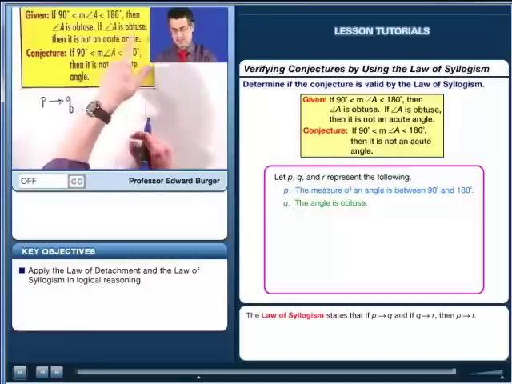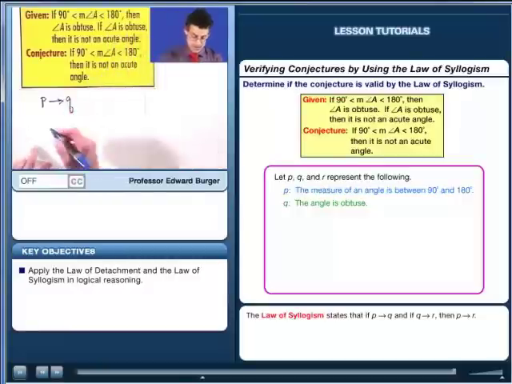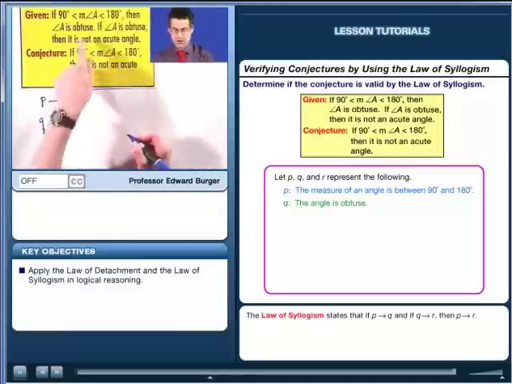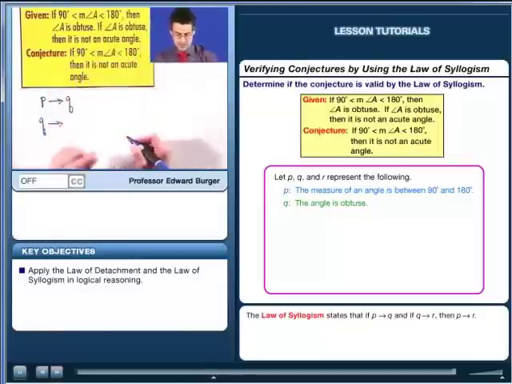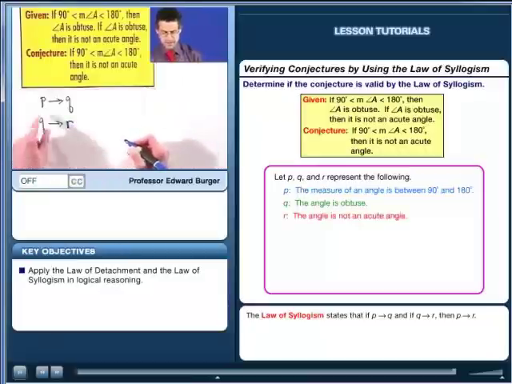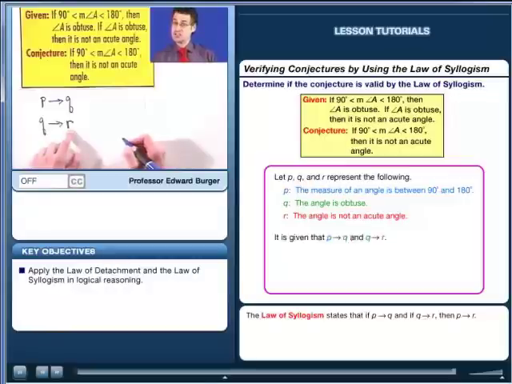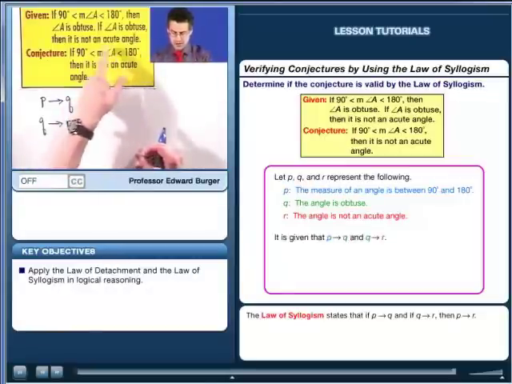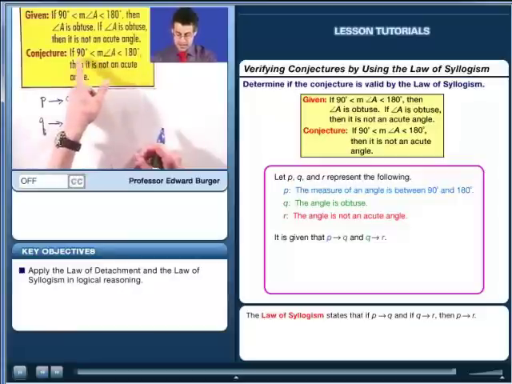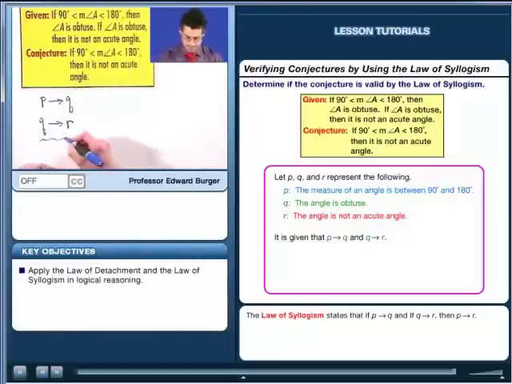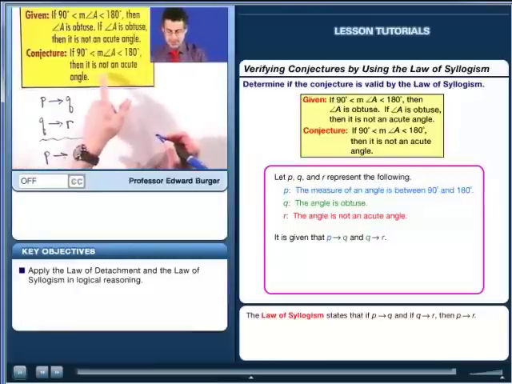So the first statement is P implies Q. What's the second conditional statement? Well, if A is obtuse, that's Q, remember, so that means that we're given that Q implies, then it is not an acute angle. Let's call not an acute angle that little statement R. So we're given that P implies Q, and we're given that Q implies R. And the question is, can we now conclude this? Well, what is that? Well, if the measure of A is greater than 90 degrees but less than 180, well, that's actually a P.